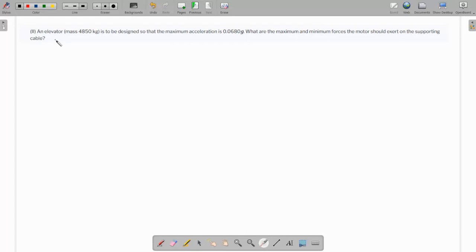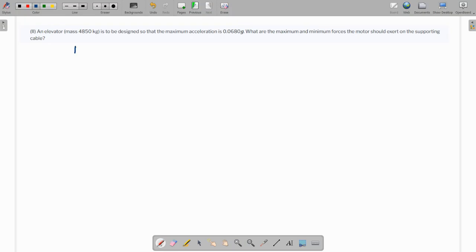This question talks about an elevator which has a mass of 4,850 kilograms. It is to be designed so that the maximum acceleration is 0.068 g, where g is the acceleration due to gravity. What are the maximum and minimum forces the motor should exert on the supporting cable?